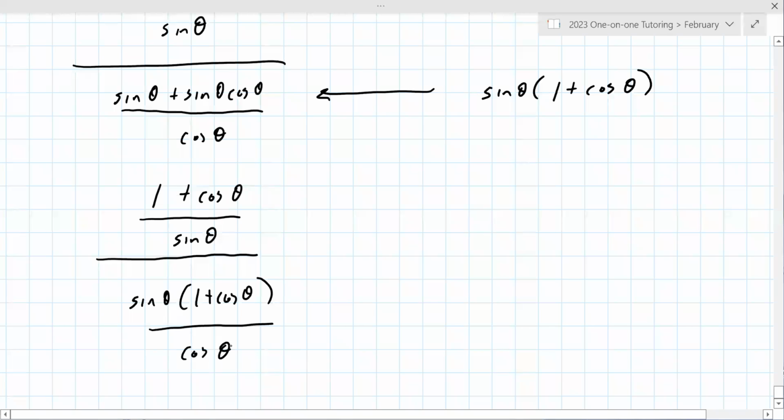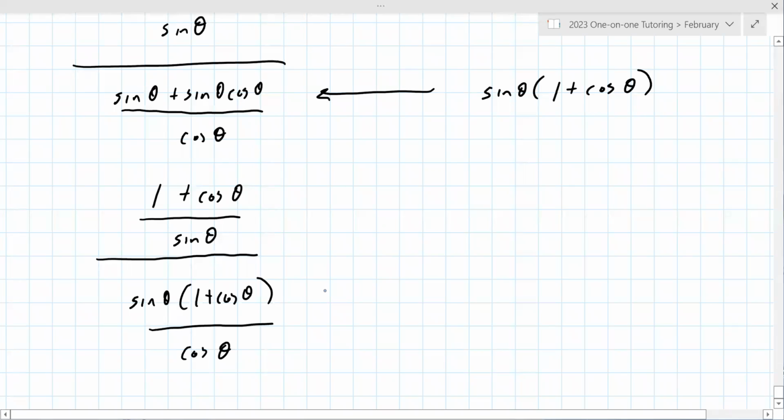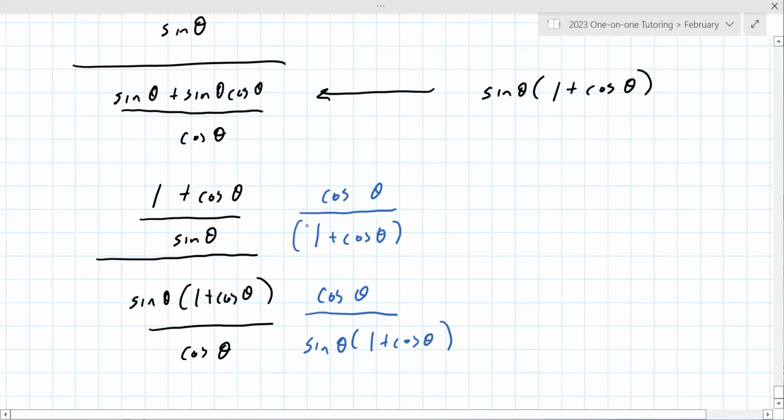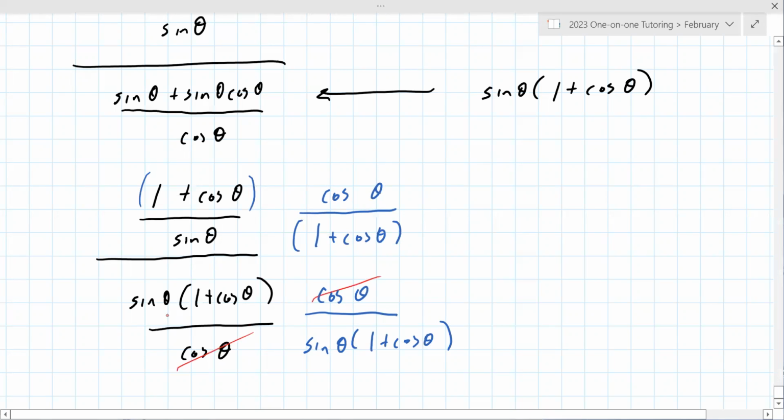Go. And from here, you're going to multiply by the reciprocal. And you should notice a cancellation, which is why you're doing this. Everything in the bottom cancels. It's in the top that you get that over that.